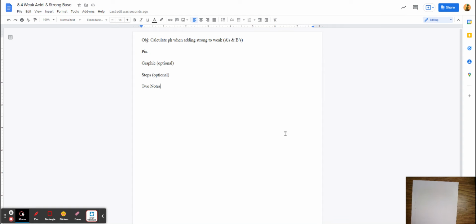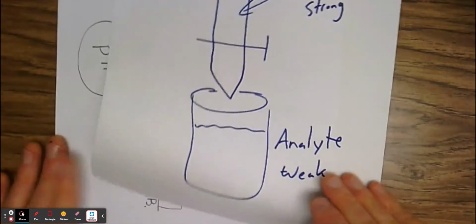So here's our objective. We want to be able to calculate pH when you're adding strong to a weak. And the A's and the B's are going to be for acids and bases, just to simplify and make it easier to see. All right. Now, typically when we do this, our titrant is our strong acid or base, and our analyte is our weak acid or base.